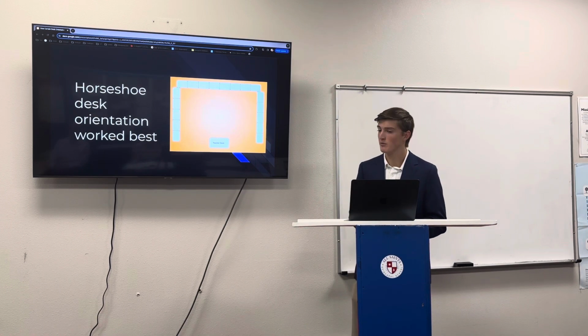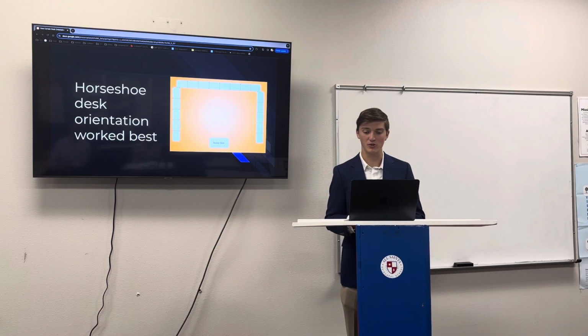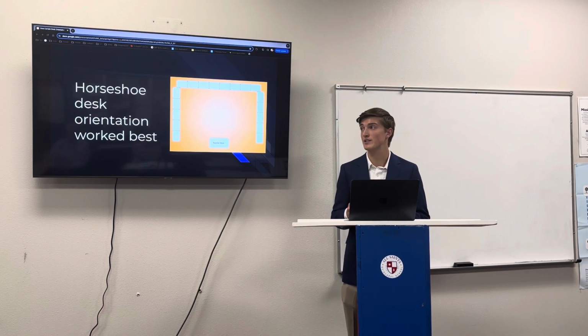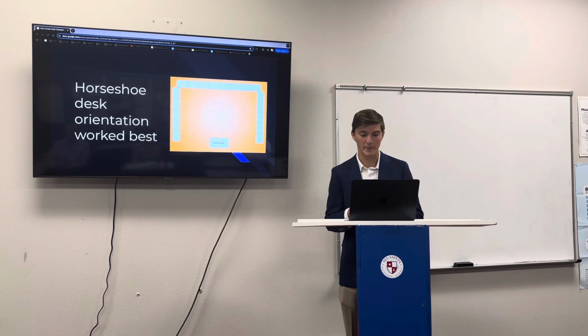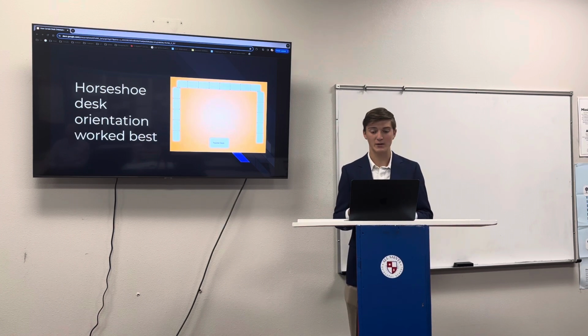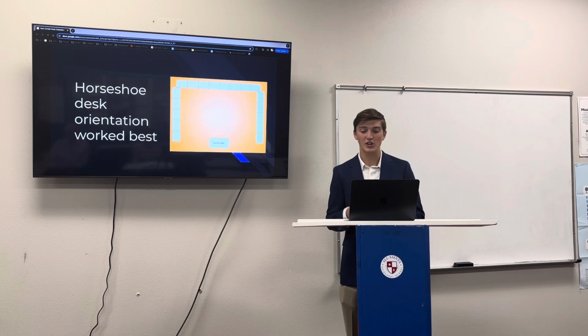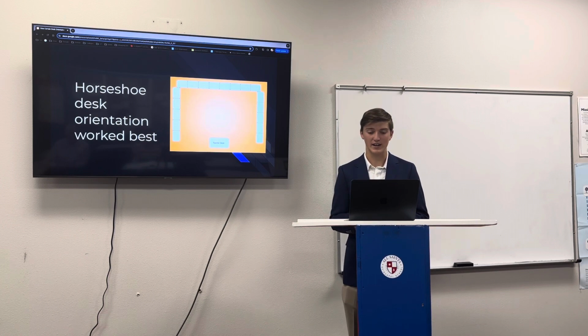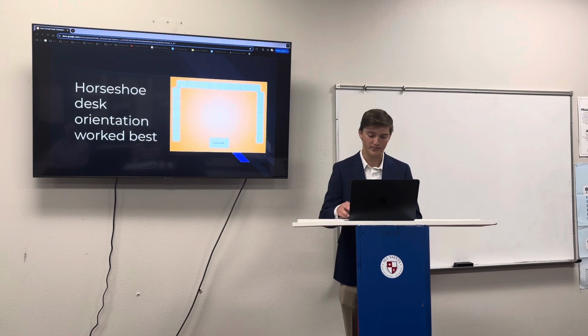This data also helps fill the gap established within my literature review, since there was minimal data about the relationship between desk orientations and student productivity. However, my data is able to fill this gap by providing data showing the correlation between these two variables within a smaller high school classroom setting. Now, with my data, it can be stated that in a classroom environment, the horseshoe desk orientation works the best out of the 3 desk orientations in increasing a student's productivity within a high school classroom environment.